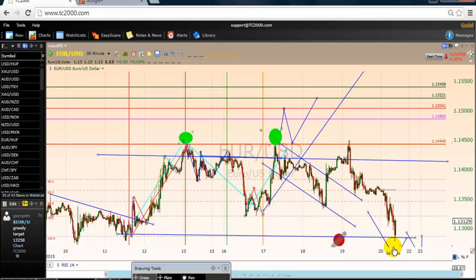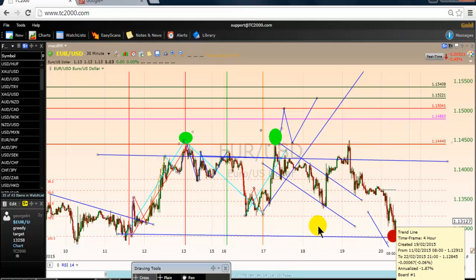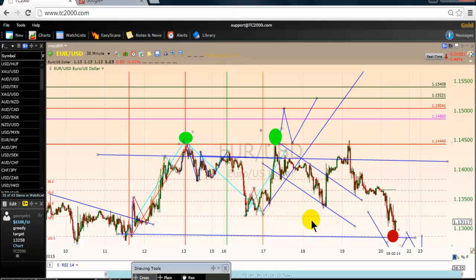So our first Elliott wave has been cancelled. So what do we do? We forget about our wave count completely. It's like it did not happen. This is how we do it.